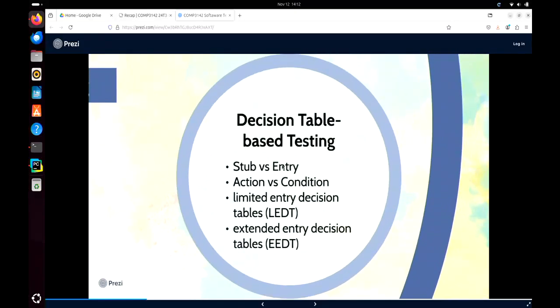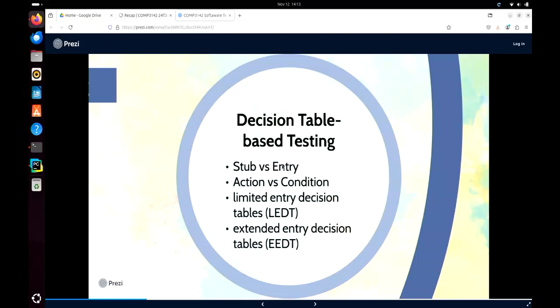And then we learned the last type of functional testing, decision table based testing. And there are some key concepts. For example, in a decision table, what is a stub? What is an entry? What is an action and what is a condition? And we also learned that decision tables could either be limited entry decision tables or extended entry decision tables.